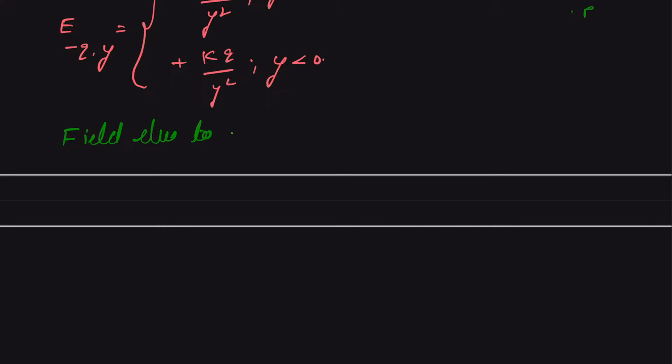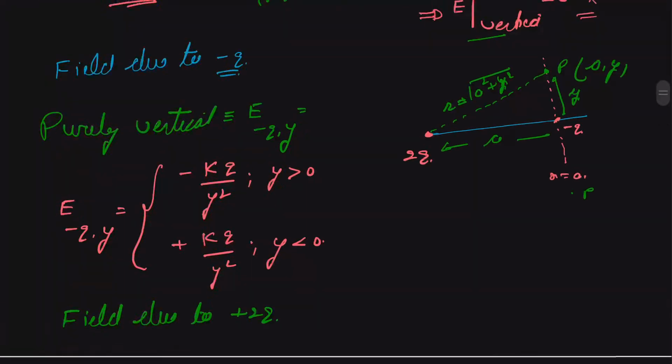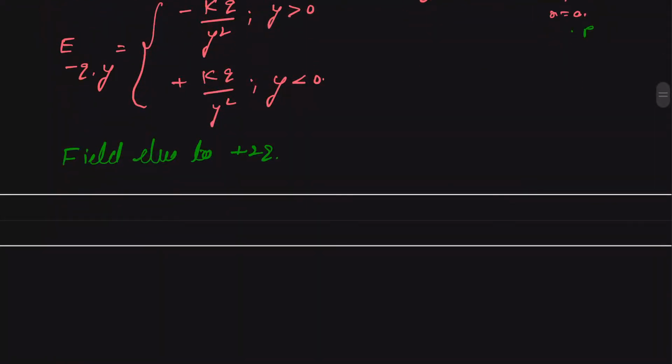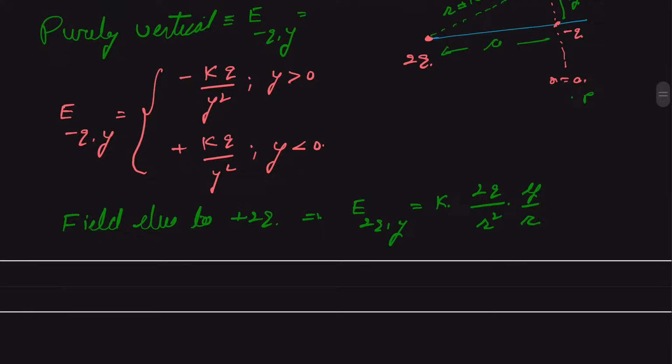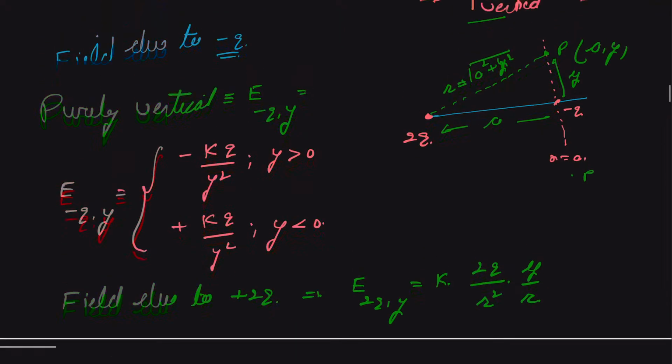And field due to plus 2q, and for that distance we already know, therefore once again we are only interested in the vertical component. Okay. So you can say that the field due to 2q in vertical direction will be equal to our k, and this is our 2q upon r square, and this will be y upon r.